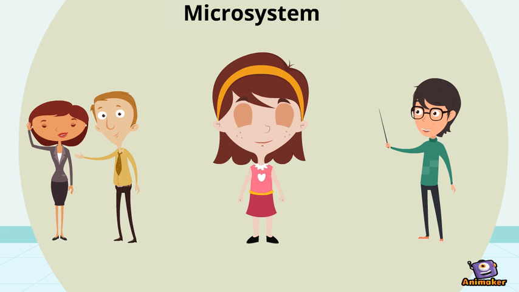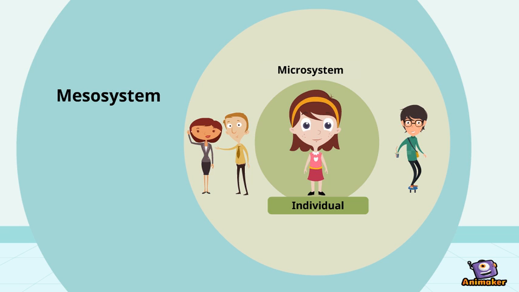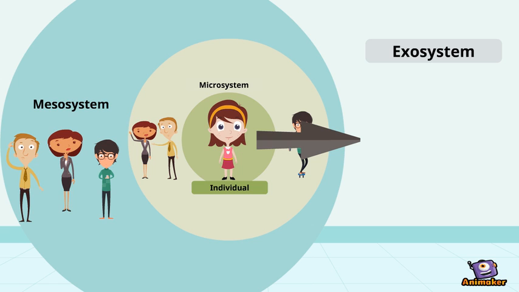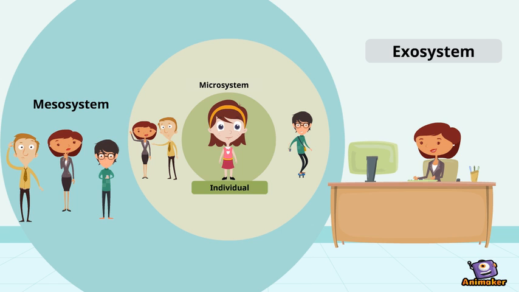The third level is called the mesosystem and looks at the interactions of those in the microsystem, such as the interactions of their parents with their peers or their parents with their teachers. The fourth level is called the exosystem and is an environment external to the child, such as the parent's work schedule.